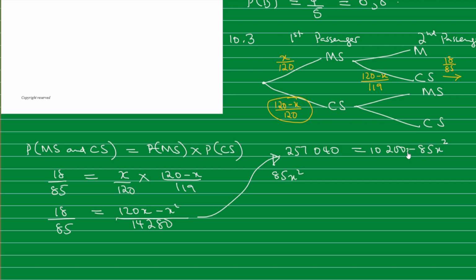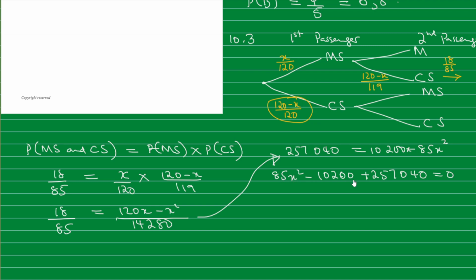Now this one is an x here, minus 10,200 plus 257,040 is equal to 0. So this is an equation. We have to simplify it further, or we can just dive straight into the quadratic formula, but let's try to divide by 85.